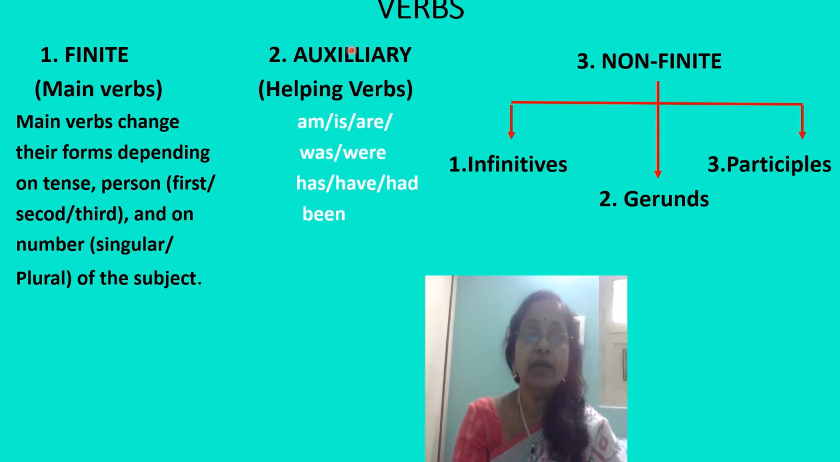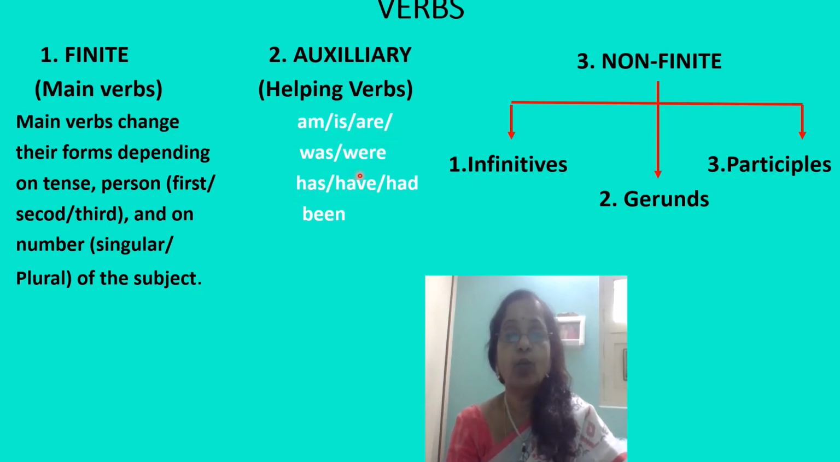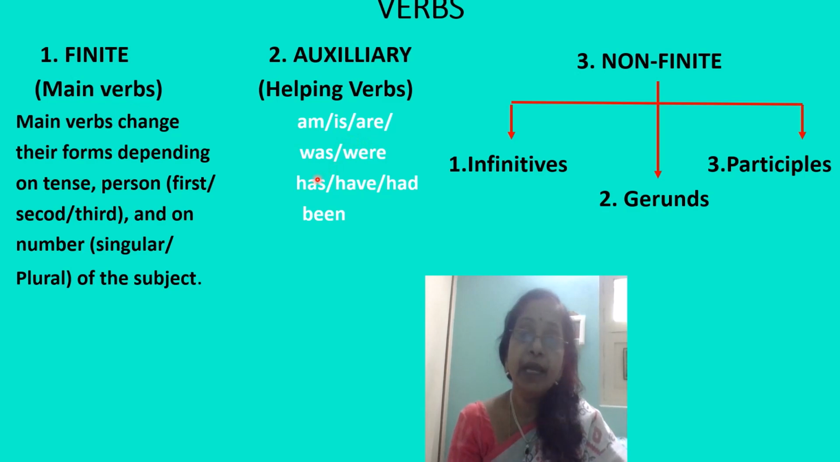Now coming to the auxiliary verbs, they are the helping verbs. Mainly there are two forms, the be forms and the have forms. Be forms are am, is, are, was, were, been, like that. So they are all the helping verbs. They denote the actual time of the action which is taking place. They help the main verb to denote the time of the action. So these are the helping verbs.